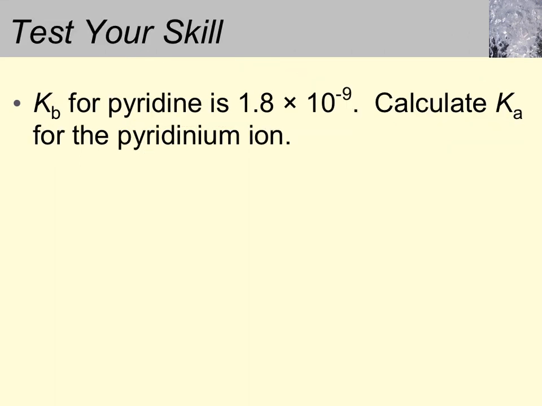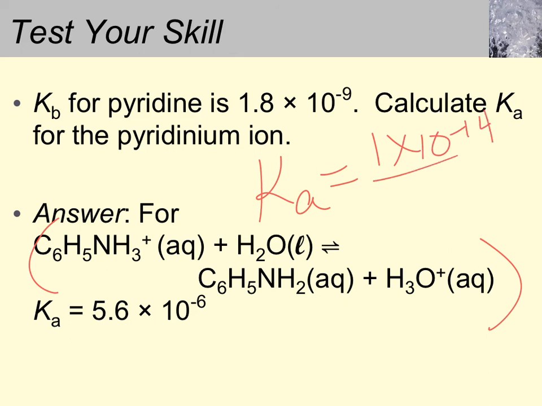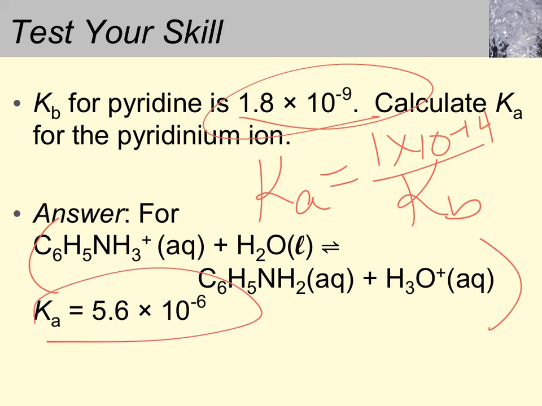All right, here's one for you to try on your own. Given Kb, calculate Ka. And here it is. I didn't necessarily tell you to write out the equation, but I just keep doing that because I want to emphasize the importance of knowing how to do that before we start ice tables. So Ka, of course, is 1 times 10 to the minus 14 divided by Kb, which the problem gave us, and therefore Ka is 5.6 times 10 to the minus 6.